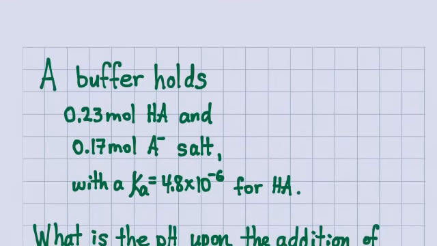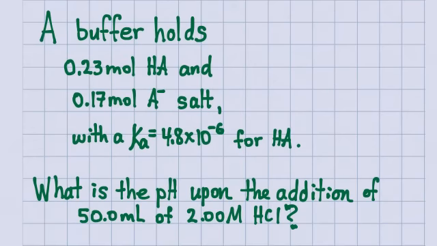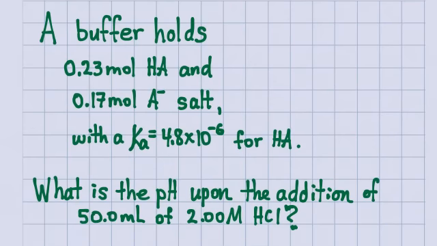Start out with your usual buffer question. A buffer holds a certain number of moles of HA acid and a certain number of moles of A minus, its conjugate base from a salt. Maybe it was sodium A minus, lithium A minus, or whatever. The positive ion could be ammonium, but I don't want to use that, as it can confuse things. Anyway, I get the salt in the water. Ka is this for the acid. What's the pH of the buffer?